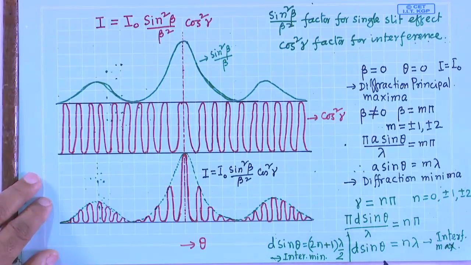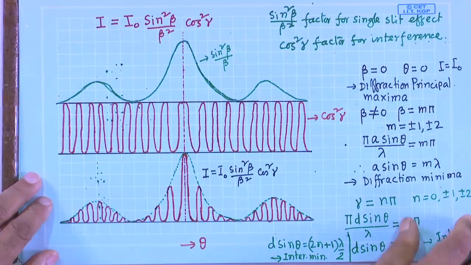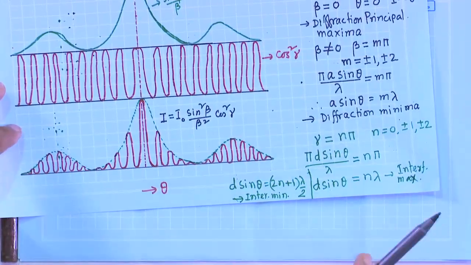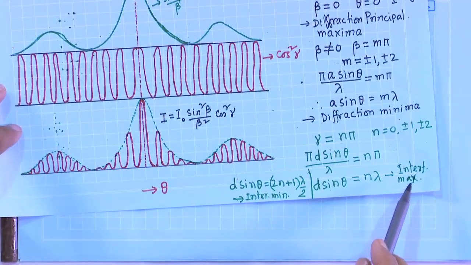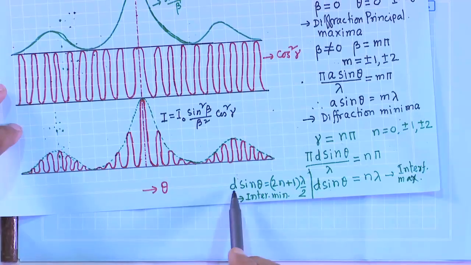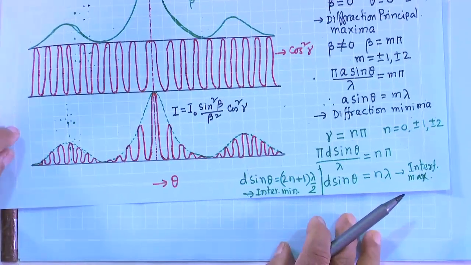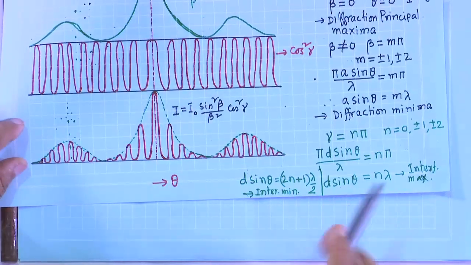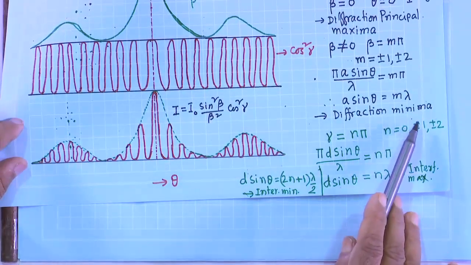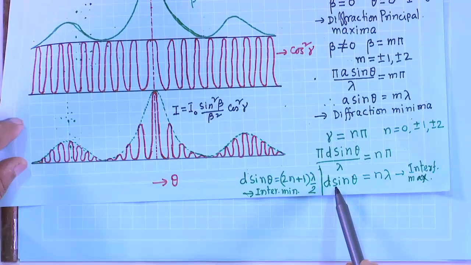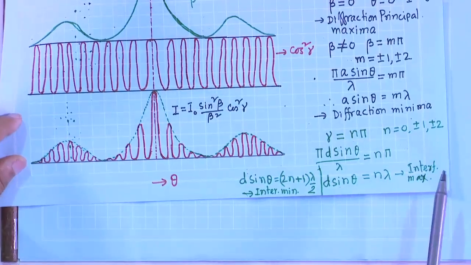interference maxima. So, for interference maxima, d sin theta equal to n lambda. Okay. So, d sin theta equal to n lambda. That is the condition for interference maxima. Obviously, for interference minima that will be d sin theta equal to (2n plus 1) lambda by 2. Okay. So, here what is important is diffraction minima a sin theta equal to m lambda and interference maxima d sin theta equal to n lambda. That is m lambda, here n lambda.